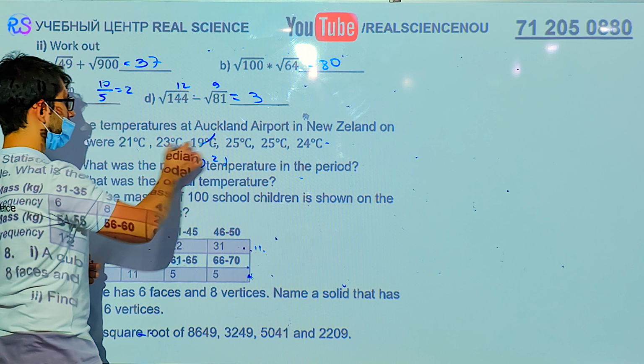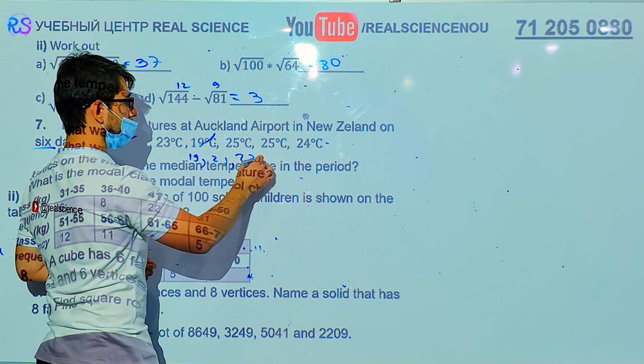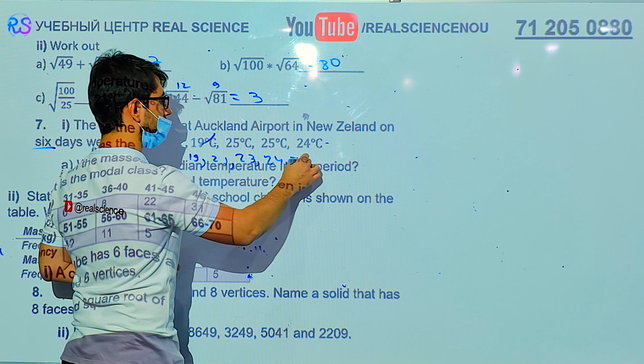19, 21, 23, 23, 24, 25, 25, right? In the middle, you have 2 numbers. These 2 numbers, right? And how to find median then if you have 2 numbers? You're gonna add them and divide by 2. 23.5, right? What was the modal temperature? What is mode? The most repeated number, and it is 25 because you have 2 times of it, right? Your frequency is the greatest in 25 degrees, right? Because you have 2 of them here, 1, 1, 1, 1.